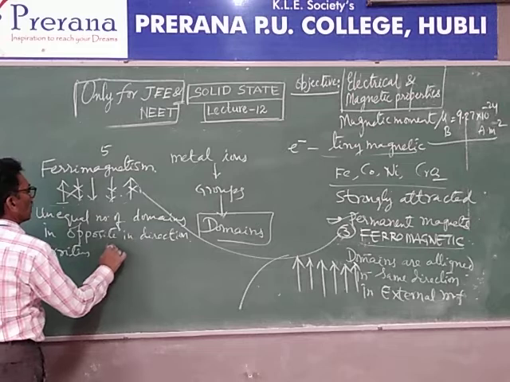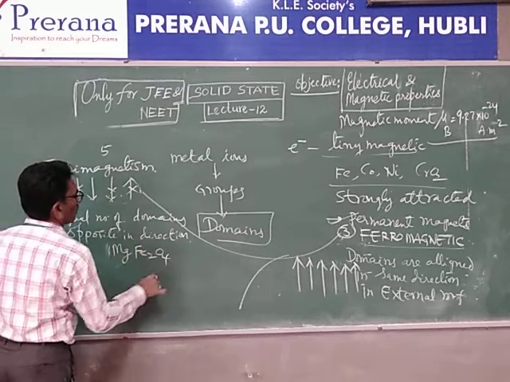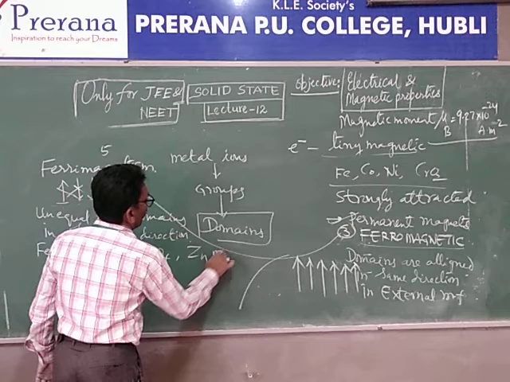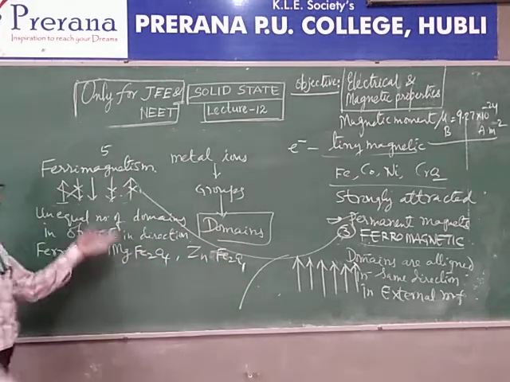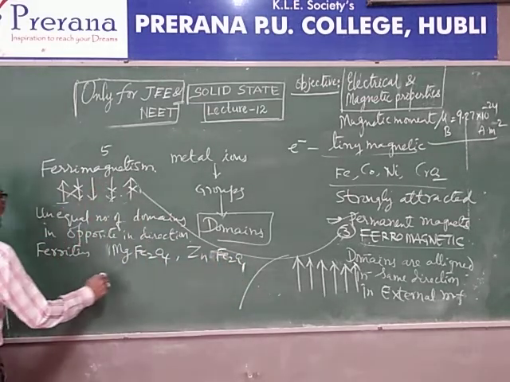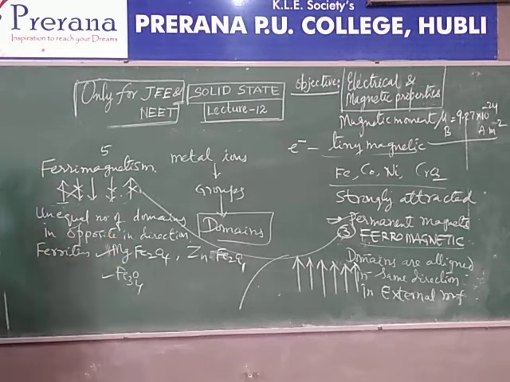Examples: ferrites, that is MgFe2O4, ZnFe2O4, zinc oxide, iron oxide. Magnetite, Fe3O4, is another example.